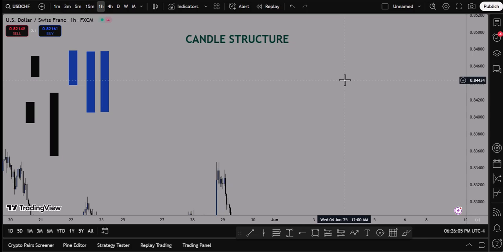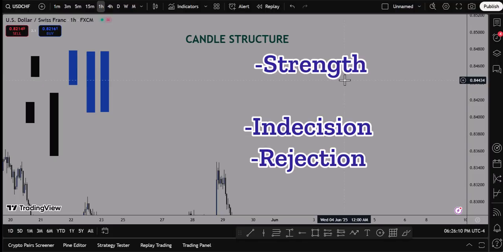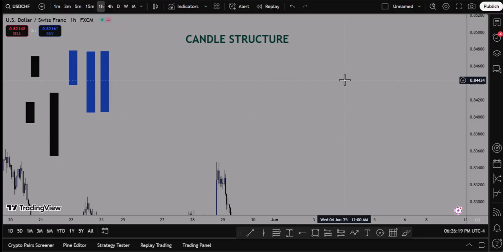Candle structure. For candle structure, there are three things you want to take note of: strength, indecision, and rejection. Before you go through this lesson on candle structure, it is important that you have gone through the lesson on candlestick anatomy. Once you're done with that, you can come to this one and we'll go through it together. I'm going to take you through the basic three kinds of candle structure, and then we'll go to the chart and look at how they play out and also their importance and relevance.